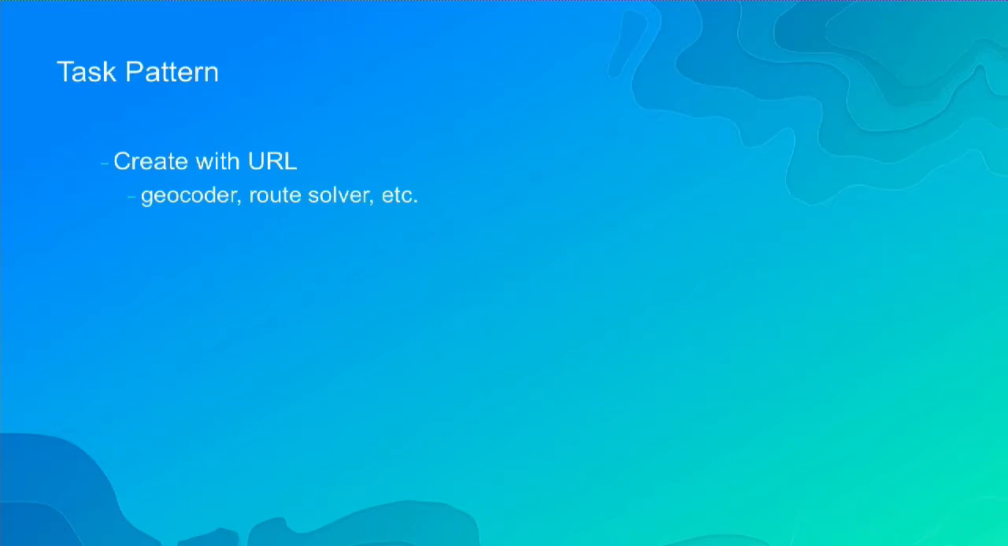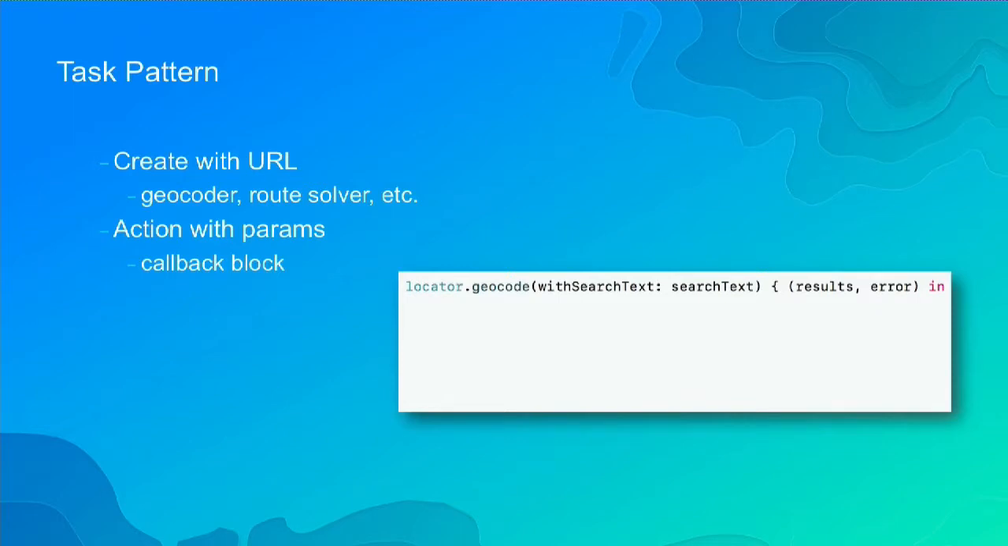And how you work with that in the runtime is to create one of these task objects pointing it at that service. You could also point it at a local file. So you could have a geocoder locally on the device, construct your task one way or the other, and from that point on, all you do is you call actions on that task.